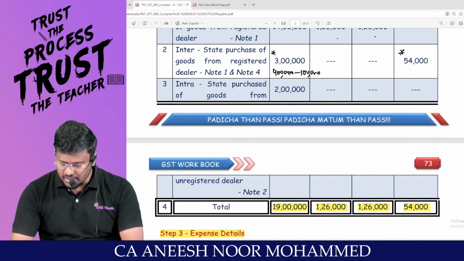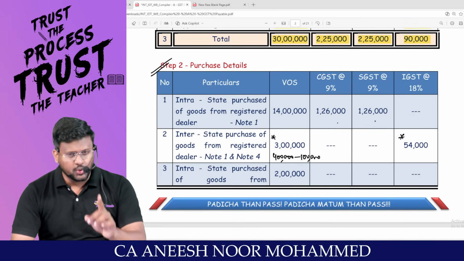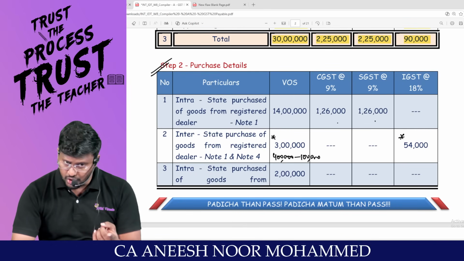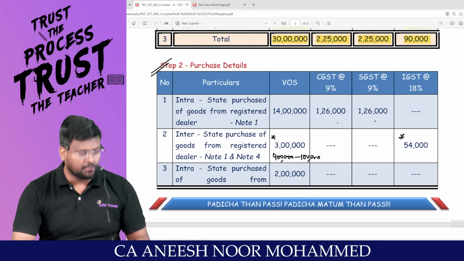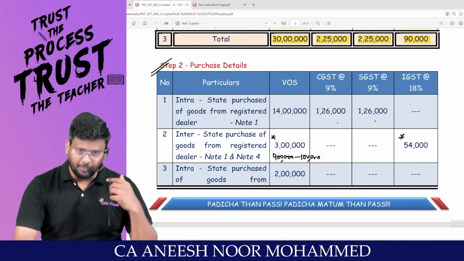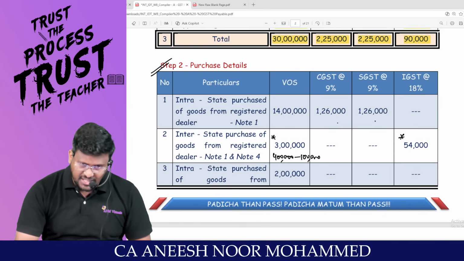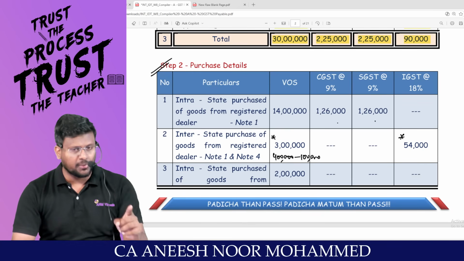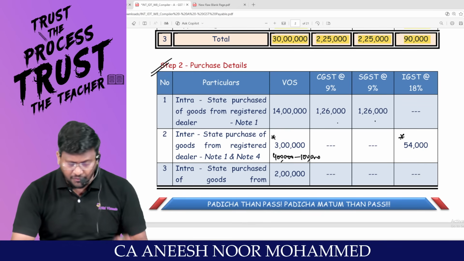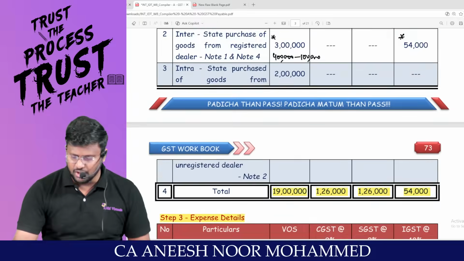Actually, this is not 54,000. This is actually 4 lakh into 18%. But out of that 4 lakh, 1 lakh rupees of goods has not been received during our month. So even though I have paid, since a condition has not been satisfied, I am not entitled to claim ITC for that month during the current year. So in the format itself, when you are writing, only write the eligible ITC.